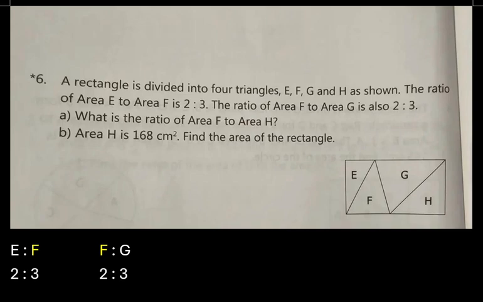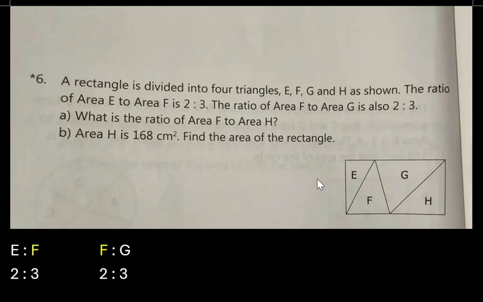Hi, for this question, what we have here is a rectangle that is divided into four triangles E, F, G, H as shown in the diagram. The question gives you that the ratio of E to F is 2 is to 3, and the ratio of F to G is 2 is to 3 as well. Notice that nothing is mentioned about H, and you are supposed to find the ratio of the area of F to the area of H.